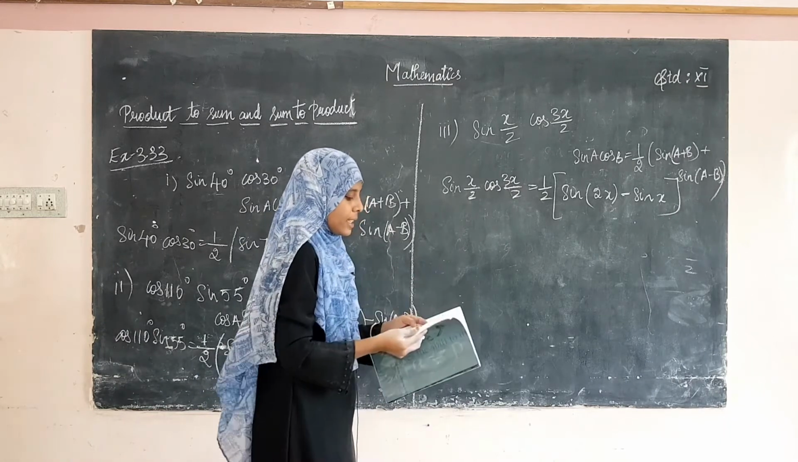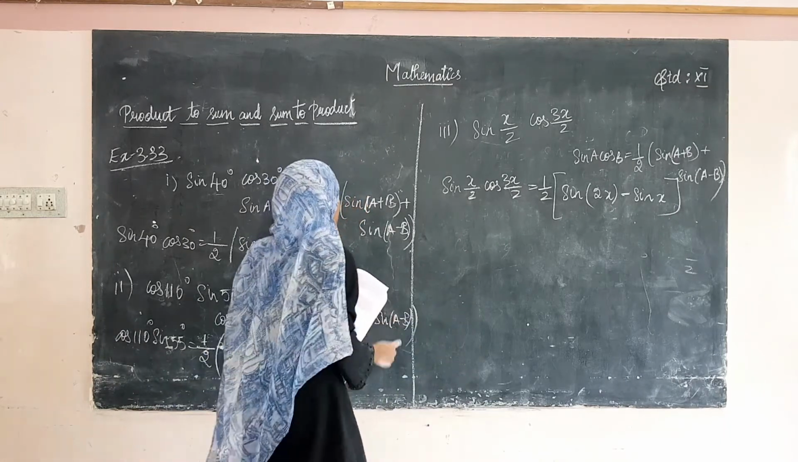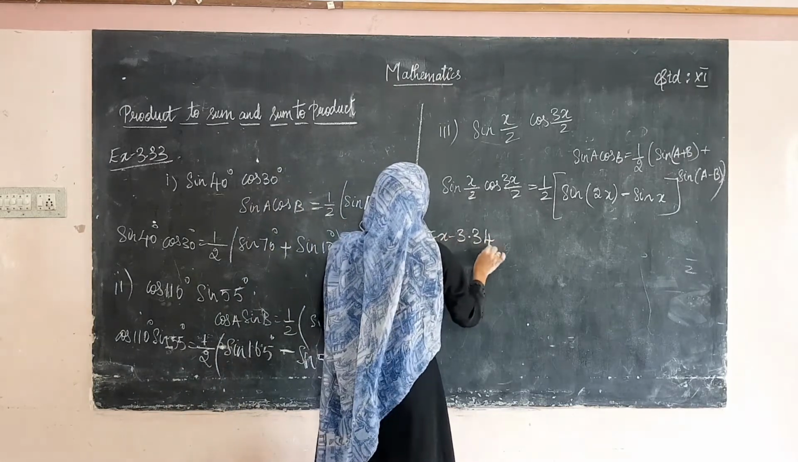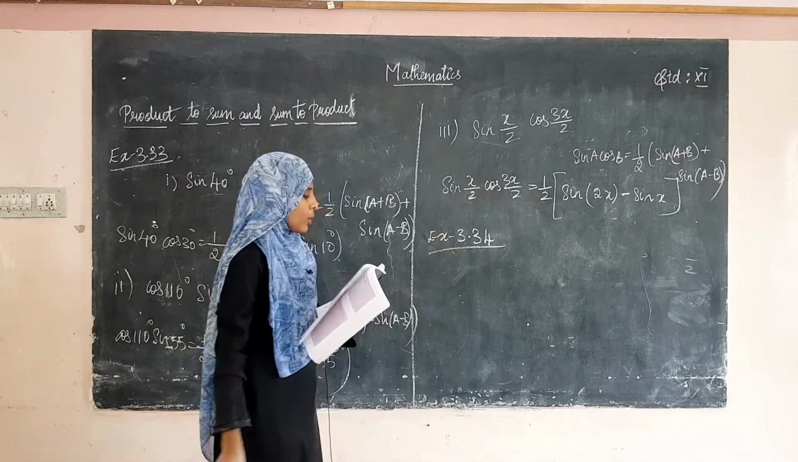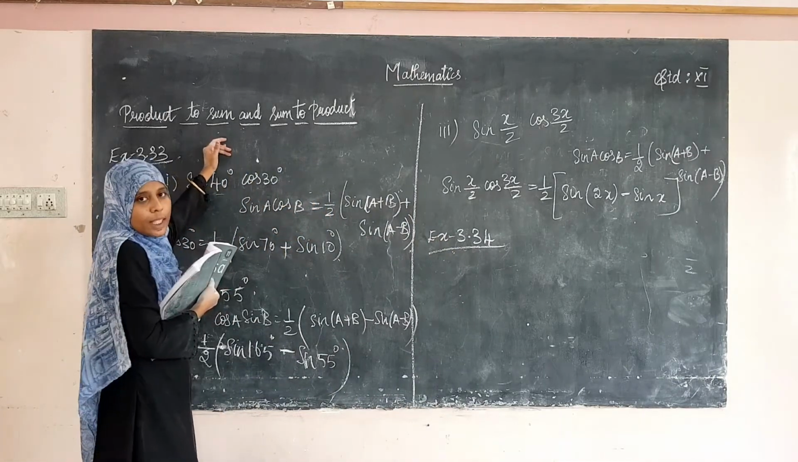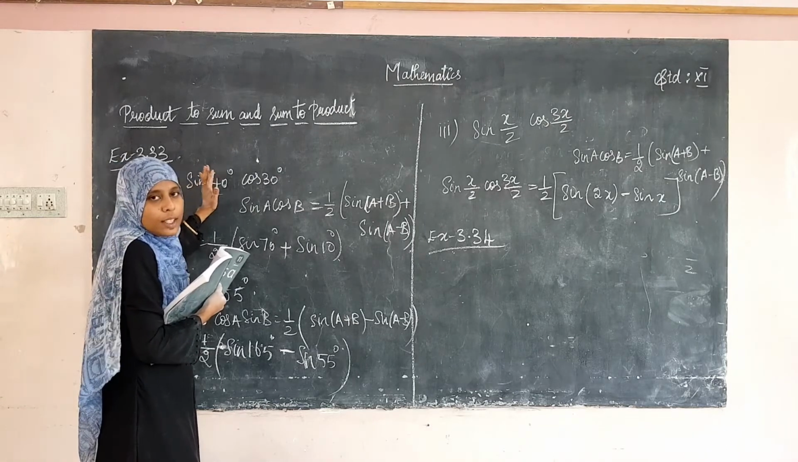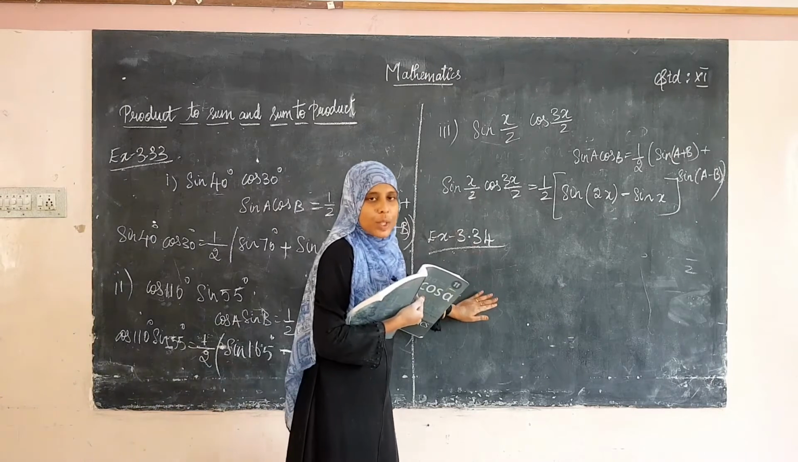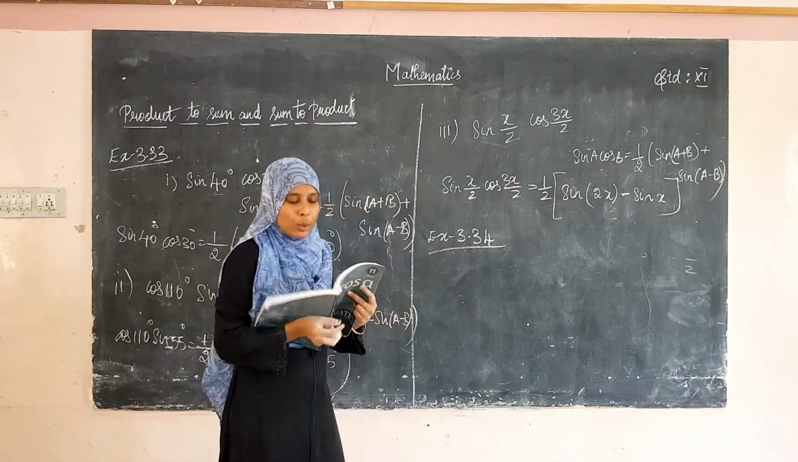Okay, now let us see the next sum. Example 3.34. Okay, express each of the following sum or difference as product. So in the first sum, they gave the equation in product and we changed it into sum or difference. Here they have given the question in sum or difference, we have to change that into product.